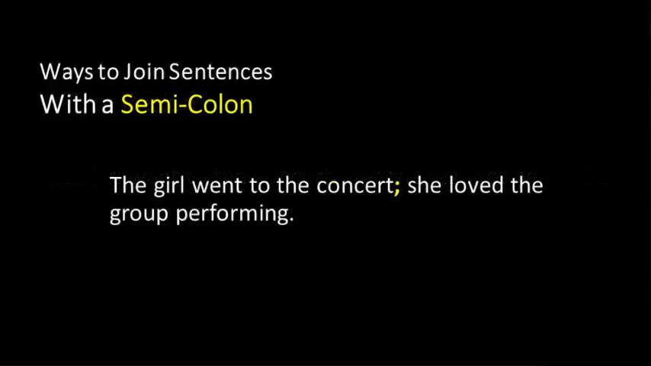The second example of joining sentences is with a semicolon. Here we have 2 sentences. The girl went to the concert; she loved the group performing. Using a semicolon indicates to the reader that there is a close connection between the content of each sentence, closer generally than you would find between 2 sentences.